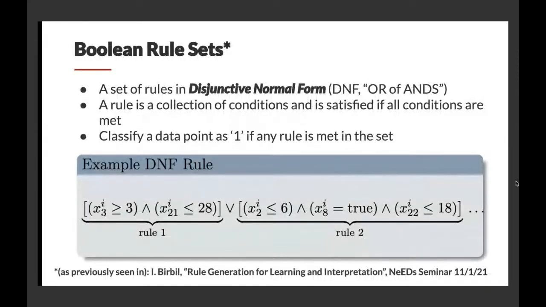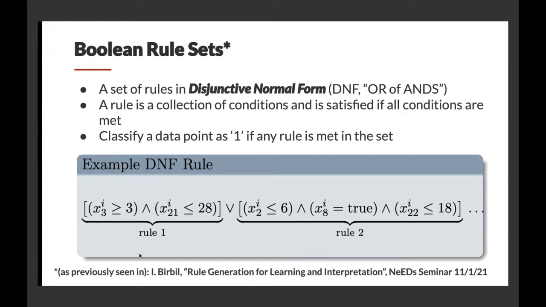This might be a bit of a review for people that were here for Ilker's talk a few weeks ago. But essentially, a Boolean rule set is just a set of rules in disjunctive normal form, which you can think of as an OR of ANDs. Each rule is just going to be a collection of conditions that are going to be satisfied if all the conditions are met. So in this example down here, the first rule's conditions could be that the third feature is greater than or equal to 3, and the 21st feature is less than or equal to 28.